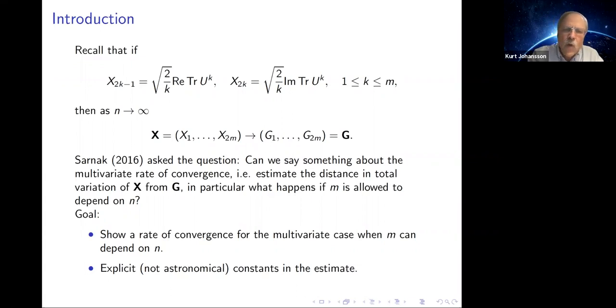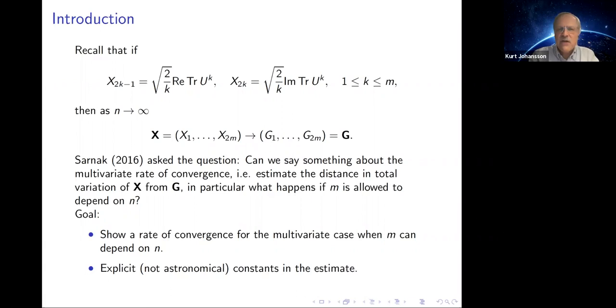So the goal of this project with Gaultier Lambert has been to show a rate of convergence for this multivariate case, and also give an estimate when m can depend on n, at least up to some size of m.